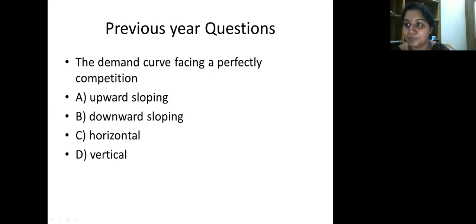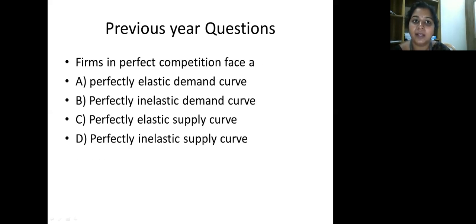Because it is perfectly elastic. And what kind of demand curve does a firm in perfect competition face? It is a perfectly elastic demand curve, not inelastic, a horizontal line. Okay, so that is the answer, option A. So these are a few questions. These kinds of questions will come in the exam from this chapter, but you have to go in depth.